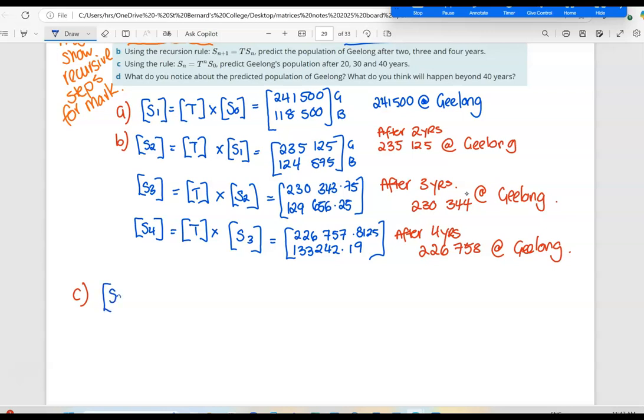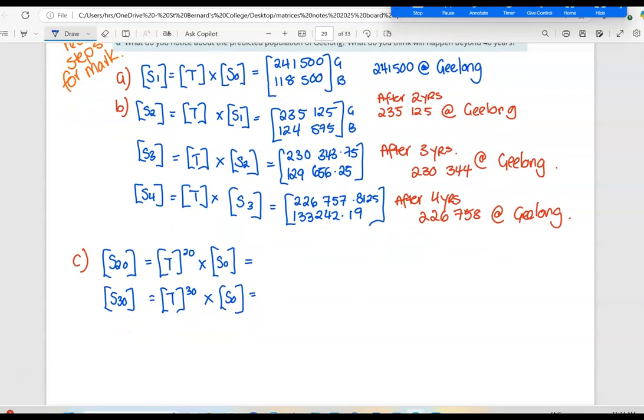So what I'm going to do to find S20, they gave me the transition and they also gave me S0. So I'm going to use their numbers and use the transition to the power of 20. And then because they've asked me for S30, I'll do the same: transition to the power of 30 times S0. And then S40 would be the transition to the power of 40 times S0. We'll do them in a minute. You can write out the answers.